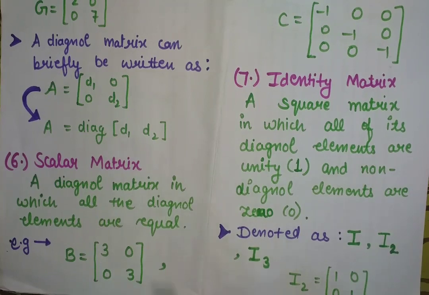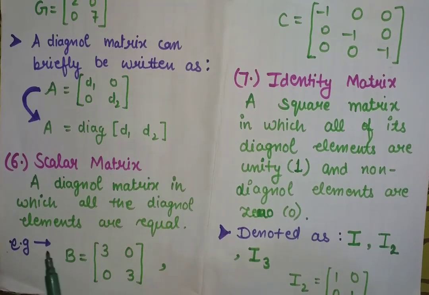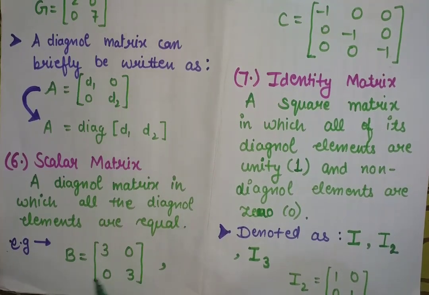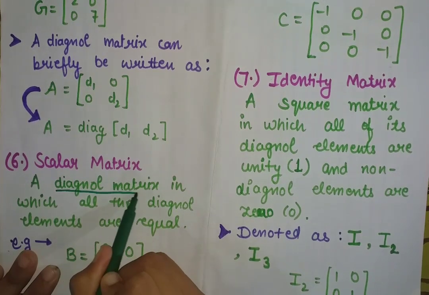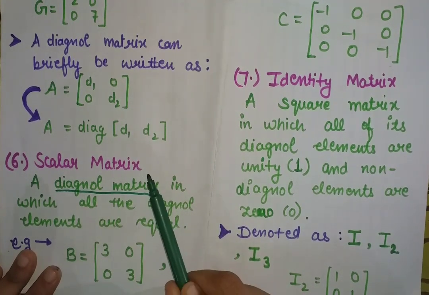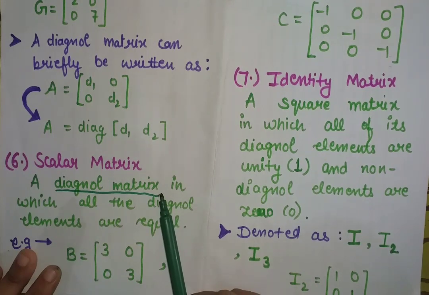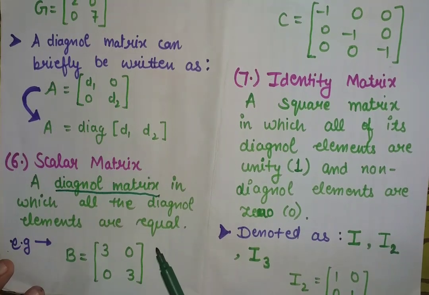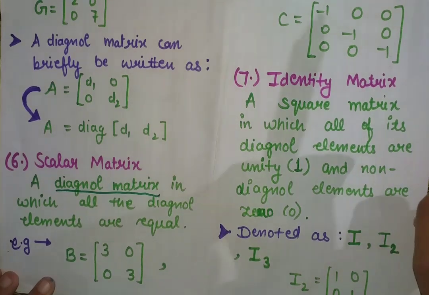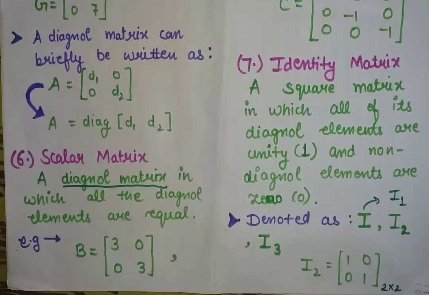Scalar matrix: a diagonal matrix in which all the diagonal elements are equal. Now carefully see the words diagonal matrix. Yes, a scalar matrix should be a diagonal matrix first. All diagonal elements are equal to the same scalar value here. See this example. Another example.